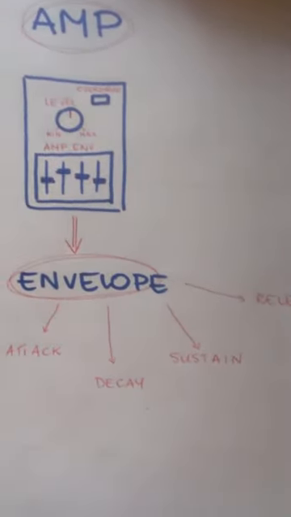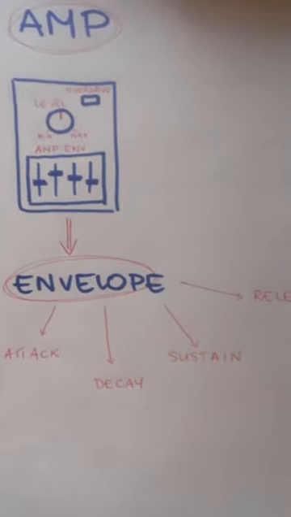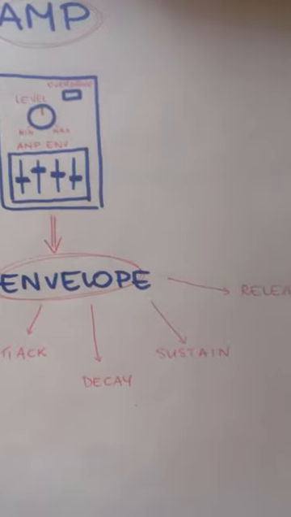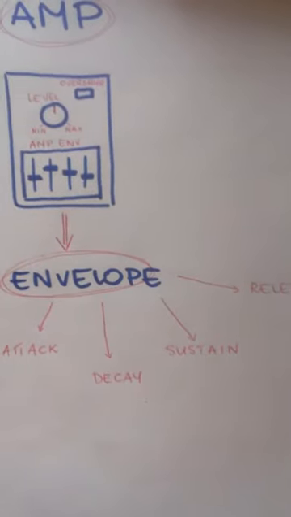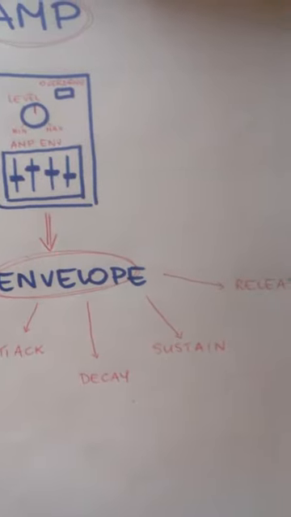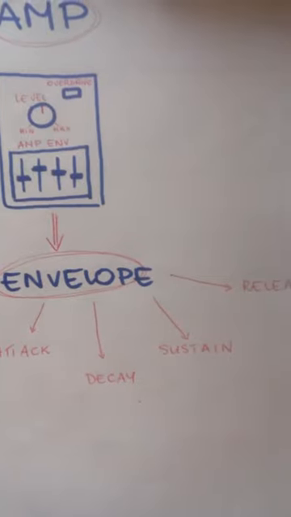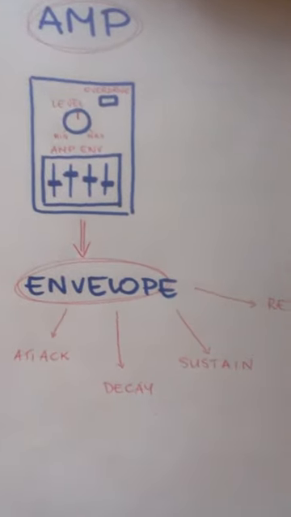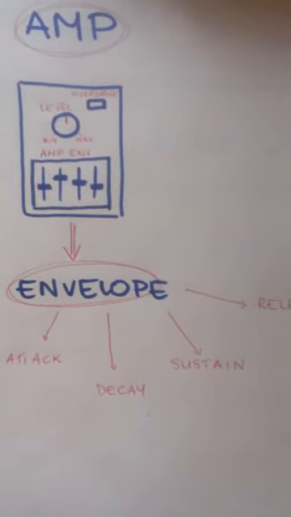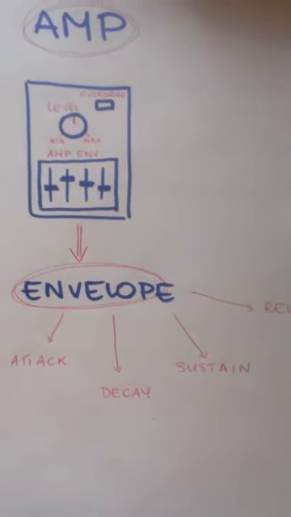Envelope. There are many types of envelopes on the synthesizer. Rather than go into detail as to what each envelope on the synth does, I will just describe the basics of what they do. As we know, we have attack time, decay time, sustain level, and release time.